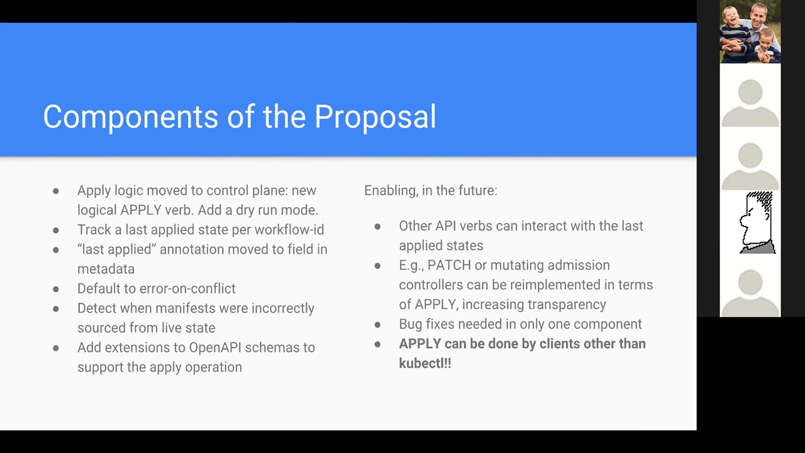Doing it this way allows us to make bug fixes in one component. We still have to worry about the deprecation cycle, but hopefully it will greatly reduce the number of systems you need to fix to make a fix. And the ultimate goal is that kubectl apply is no longer just in kubectl, but other clients and other languages can use it. Ideally, you should be able to run an apply operation with curl if you really wanted to.